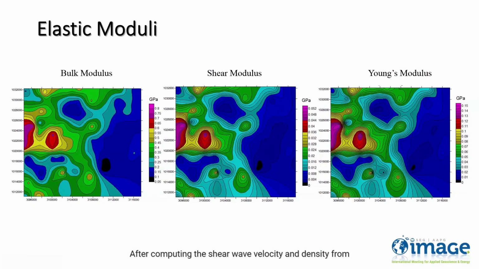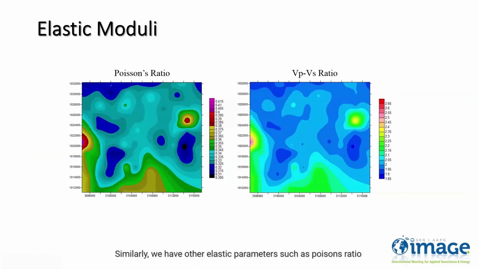After computing the shear wave velocity and density from the compressional velocity, we can compute various elastic moduli such as bulk modulus, shear modulus, and Young modulus. These moduli are indicators of soil strength in bearing the overburden load. Similarly, we have other elastic parameters such as Poisson's ratio and Vp/Vs ratio.